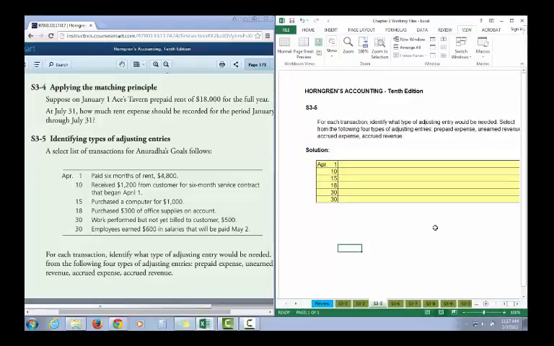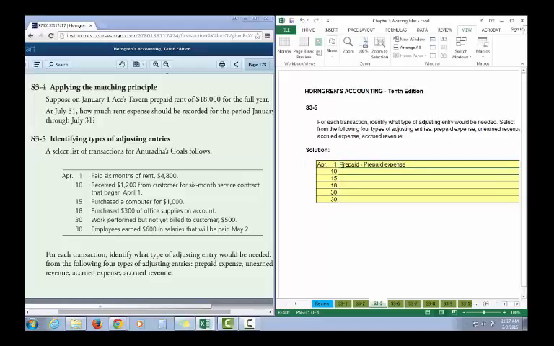All right. So let's look at the April 1st transaction. April 1 says we paid 6 months of rent for $4,800. Okay. So looking at this, what type of adjusting entry are we going to need at the end of the period? Well, for that one, we've paid 6 months of rent. So we're paying it in advance. This is going to be a prepaid. Okay. So this is a prepaid, and it's going to be an adjustment for prepaid expense.